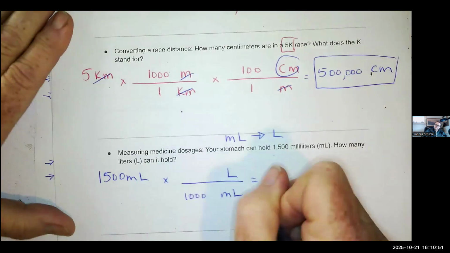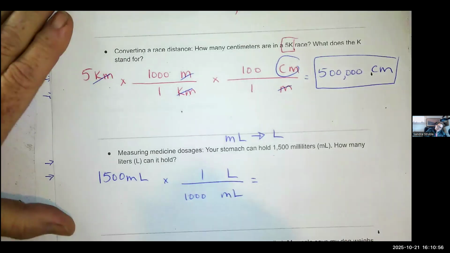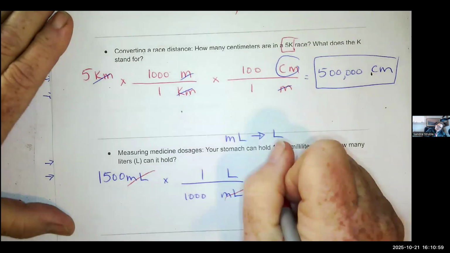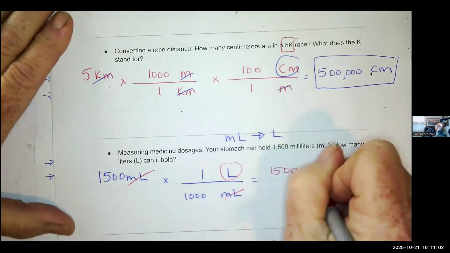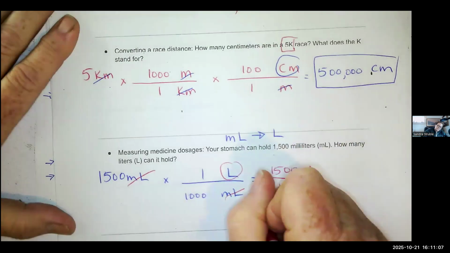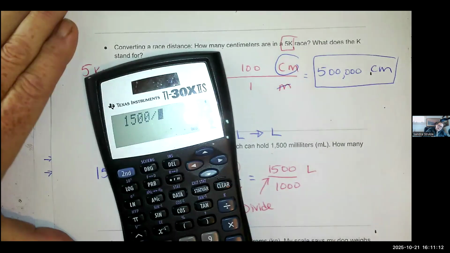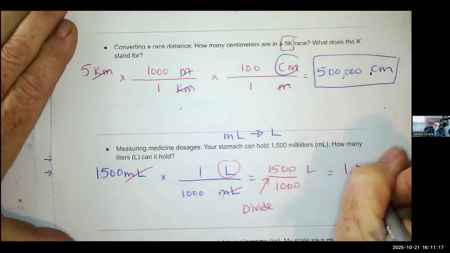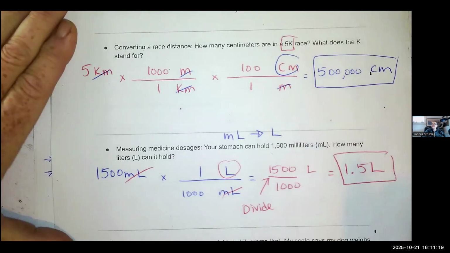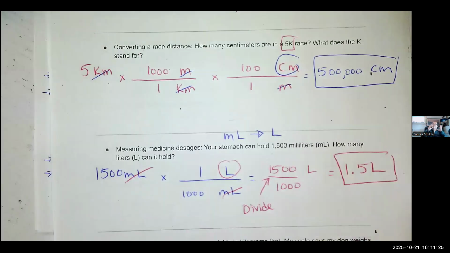Multiplying straight across. Milliliters is gone. You get 1,500, and this is liters over 1,000. Use your calculator because when you've got number over number, you have to divide. So 1,500 divided by 1,000 is 1.5 liters. So your stomach can hold 1.5 liters. If you think about that in terms of those beverages, they're 2 liters. It can hold 3/4 of that, or it can hold 1.5 of the 1 liters.